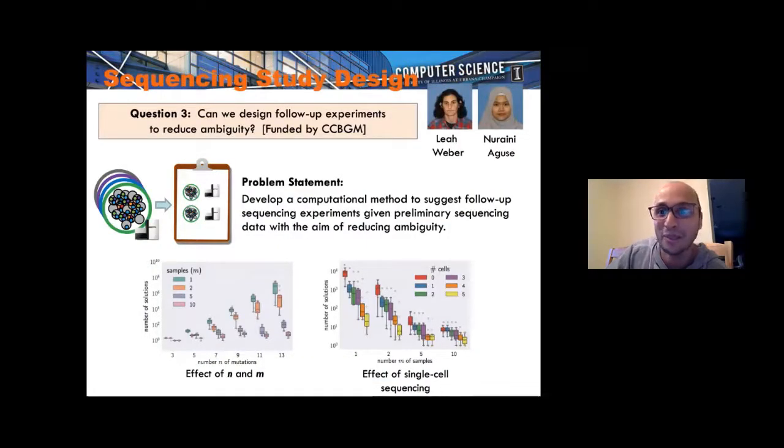The other question, driven by this non-uniqueness, is actually about reducing non-uniqueness. So Leah and Noorayni. Leah is a PhD student, and Noorayni just graduated. She was a master's student in my lab. They did very cool work, and essentially they were designing a follow-up single-cell sequencing experiment. Single-cell sequencing is this new technology where you sequence one cell at a time. It's very error-prone and costly, but they were trying to identify how many cells you need to sequence in order to select the correct tree among this solution space of trees.